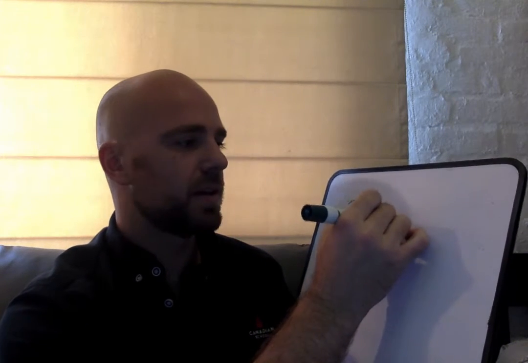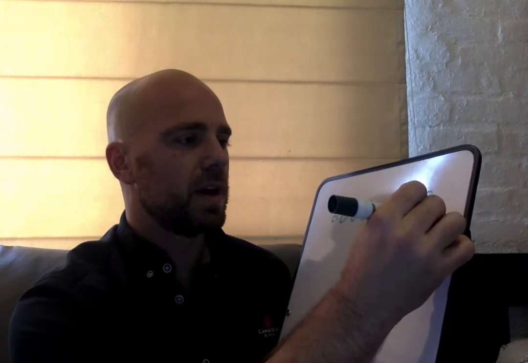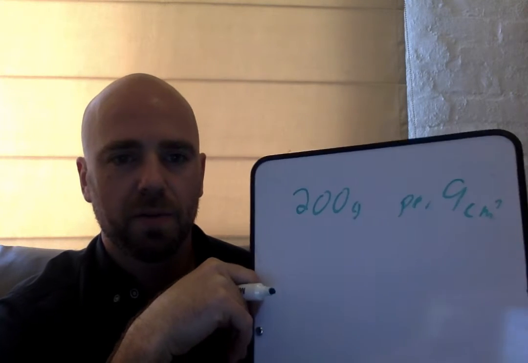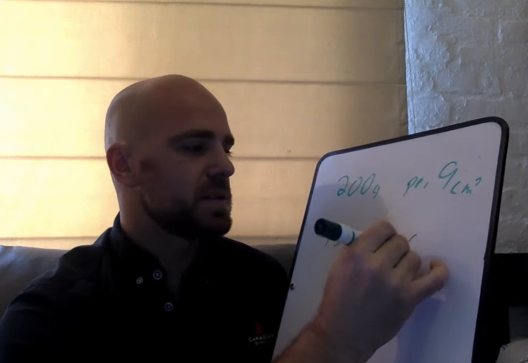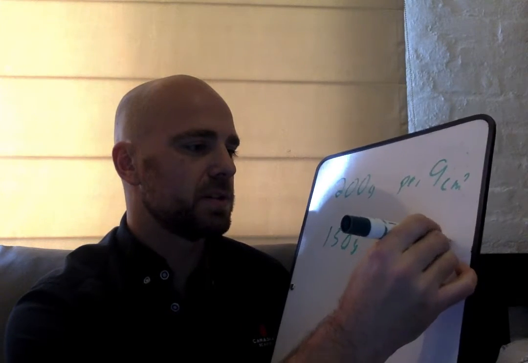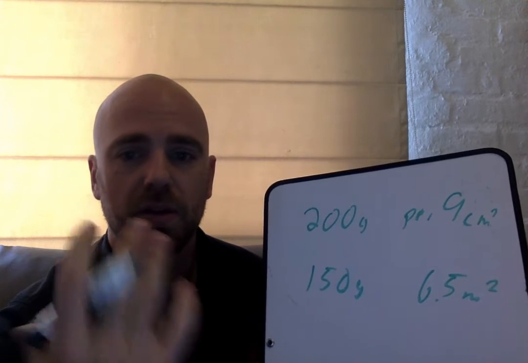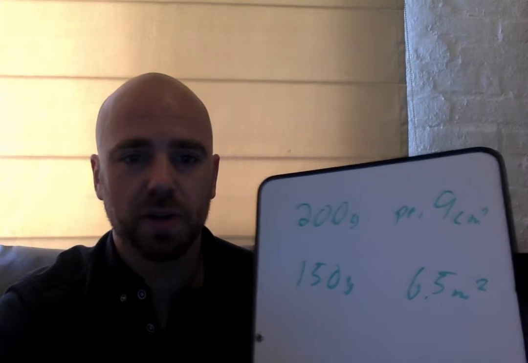The recommended seeding on a package of grass seed is 200 grams per 9 square meters of grass. Carrie spreads 150 grams for 6.5 square meters of grass. Is this too much, too little, or is it the recommended amount? That's the question for you. These are the two that we're trying to compare.